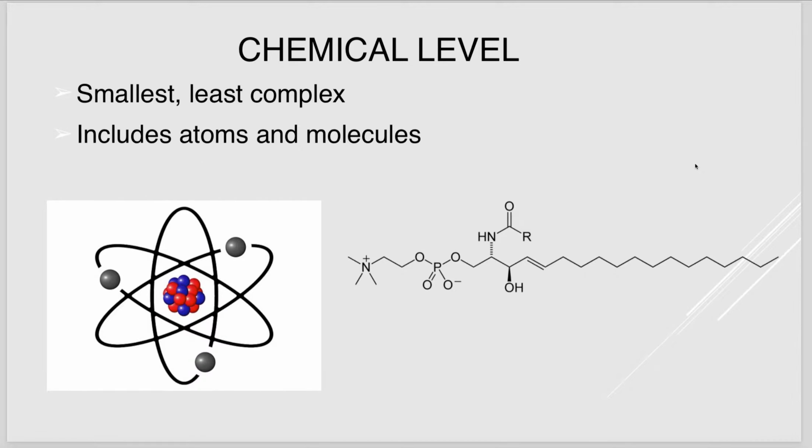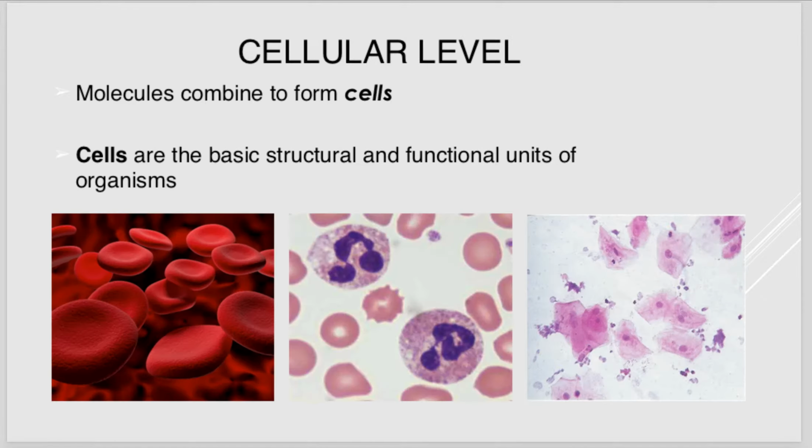So the chemical level, this is the smallest and the least complex of the levels. And this is where we find atoms and molecules. So sometimes you might see the chemical level called the molecular level. So these molecules combine to form cells. So this is our next level. And cells are the basic structural and functional units of organisms.